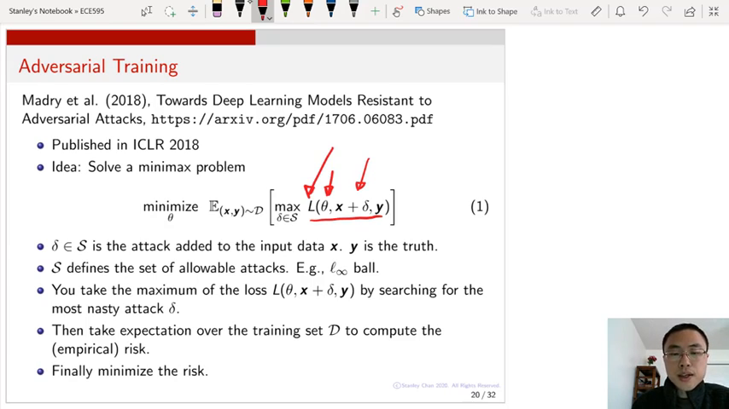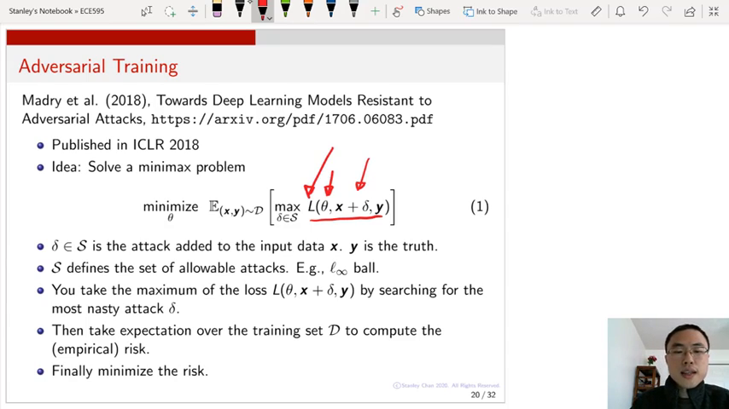How about this delta? You define a space S, the set of all the possible deltas, and you're taking the maximum of all the loss. So you're saying that among all these perturbations delta, I'm going to pick the worst one so that my loss will be maximized. If you recall what we talked about for the maximum loss attack, this is really trying to find an attack that can maximize your loss in the set S.